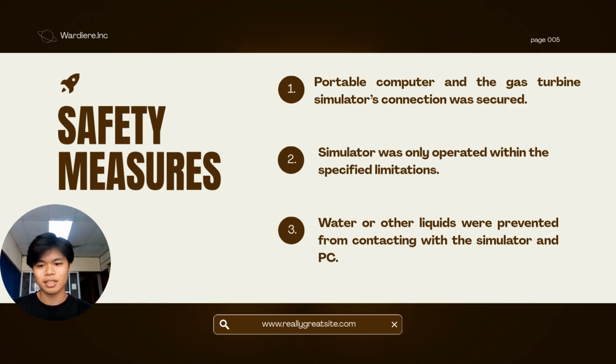For safety measures, we ensured all connections between our portable computer and the gas turbine were thoroughly checked and secured. Secondly, the equipment was strictly operated within its specified limitations, and we maintained a dry environment, keeping all liquids like water far away from the electronic components and the simulator panel.